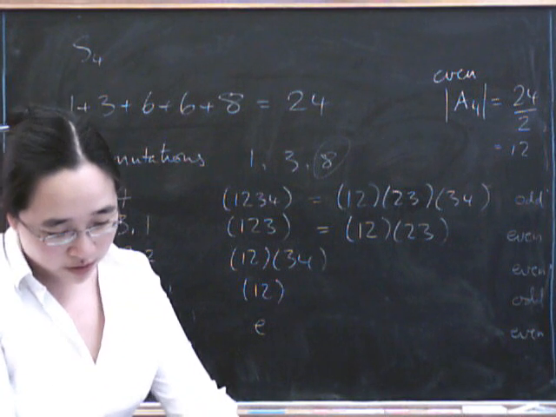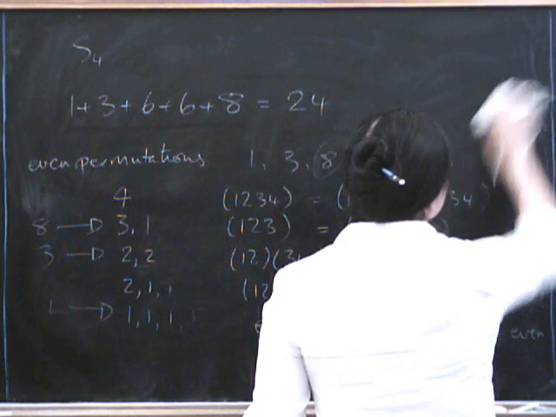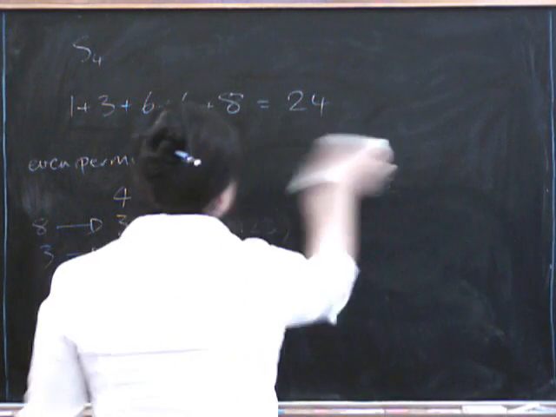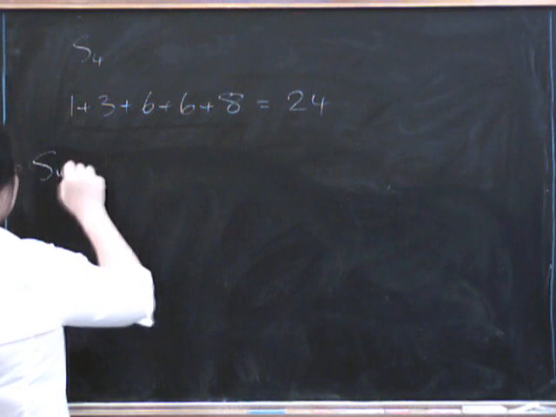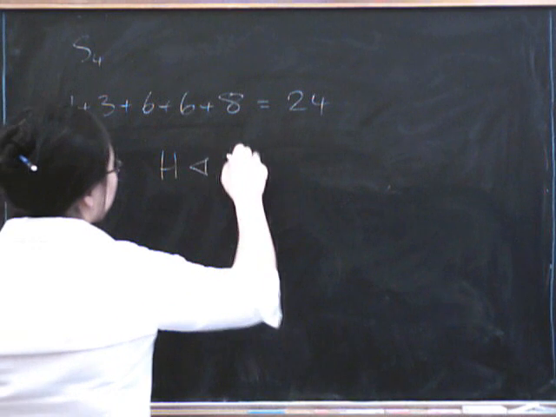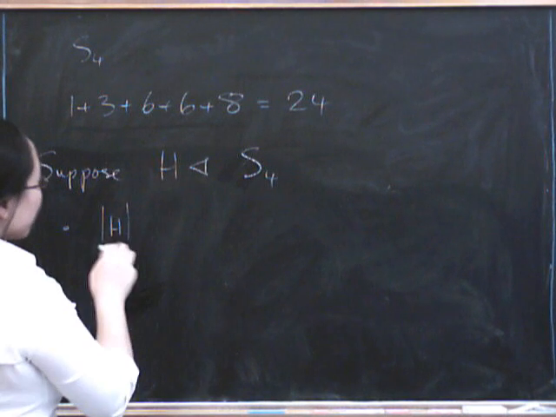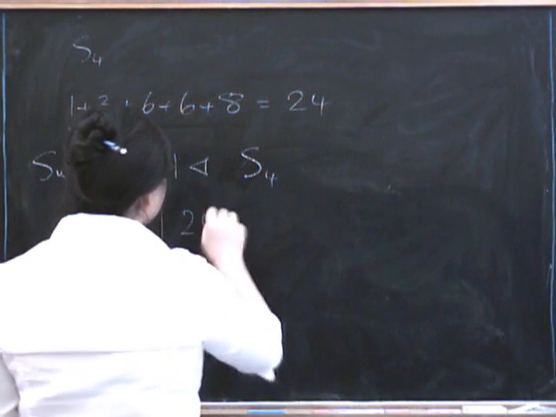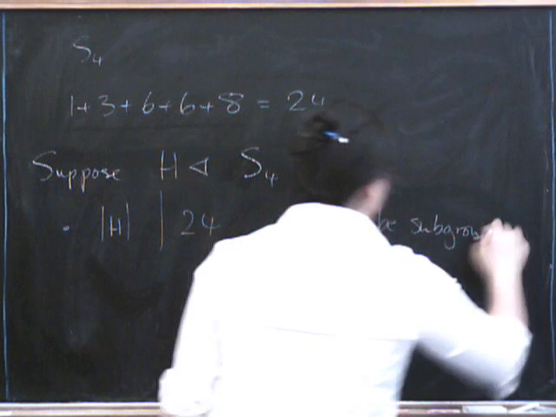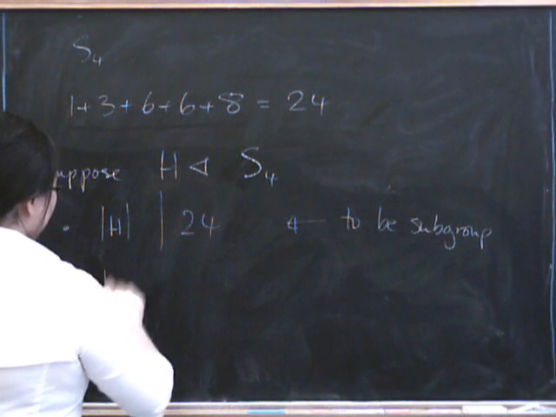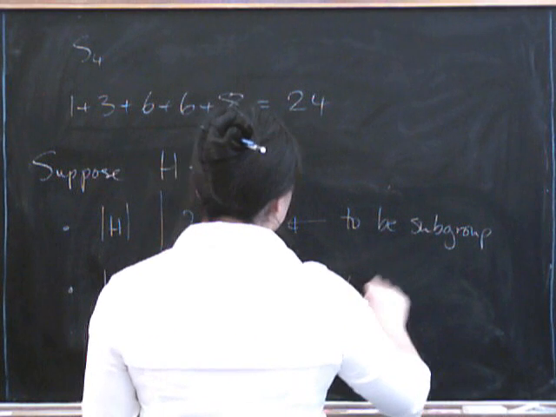Now, the next thing that we were asked to do is to see what other normal subgroups there could possibly be. Remember that we can use the class equation to tell if a subgroup is normal because it'll be a union of conjugacy classes. So suppose H is a normal subgroup of S4. Then just to be a subgroup at all, the order of H is going to have to divide 24. But to be normal, the order of H has to be a sum of some of these numbers, 1, 3, 6, 6, and 8.